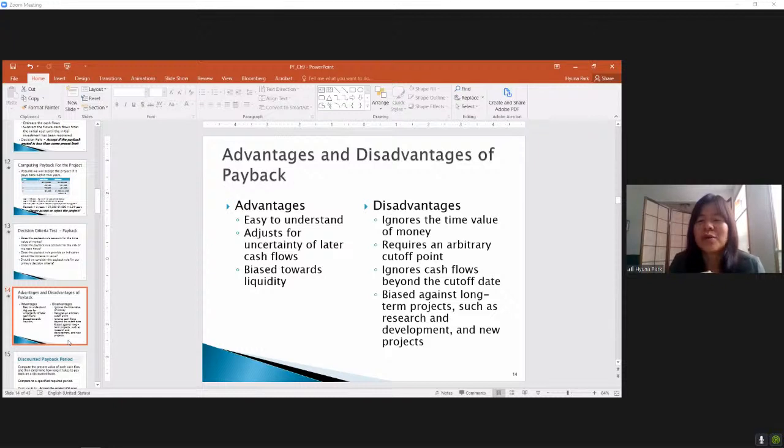This is also both an advantage and a disadvantage, but the payback rule prefers projects that pay back early. So it's good in terms of liquidity, because cash is recovered better. If we just use the payback rule, it biases toward the projects that pay back early. Cash is recovered fast, so that's good in terms of liquidity.